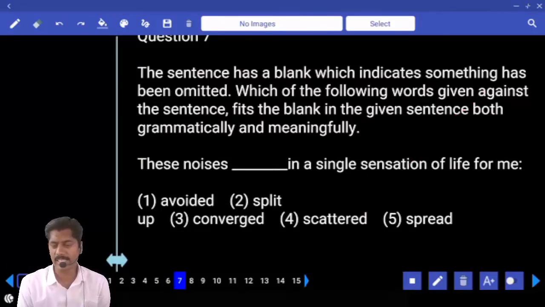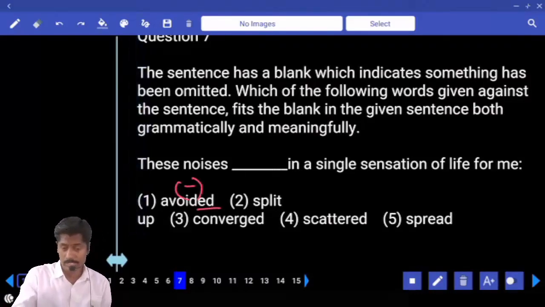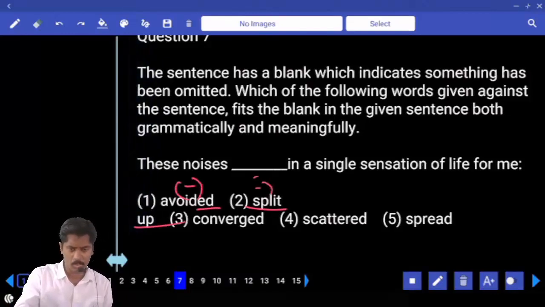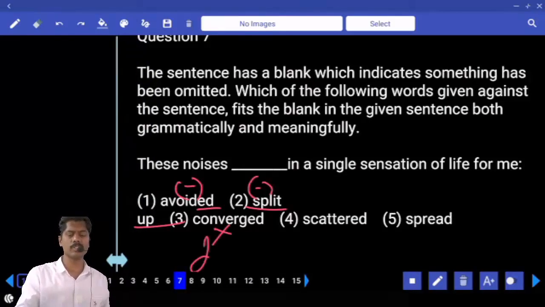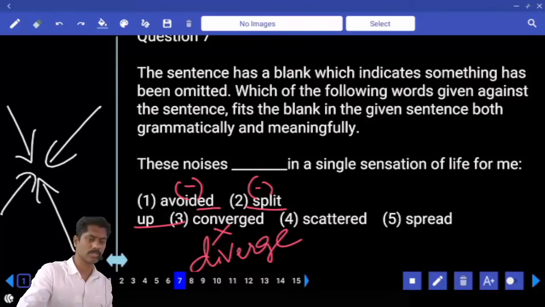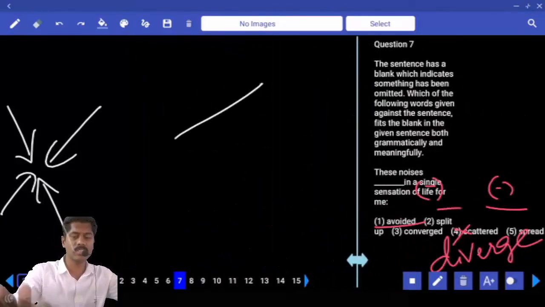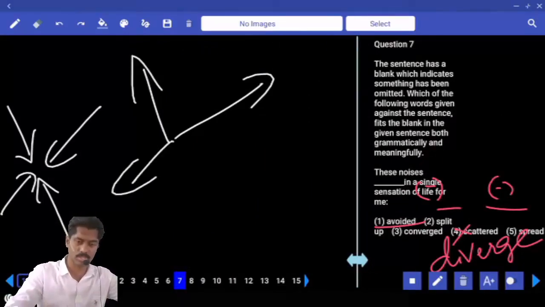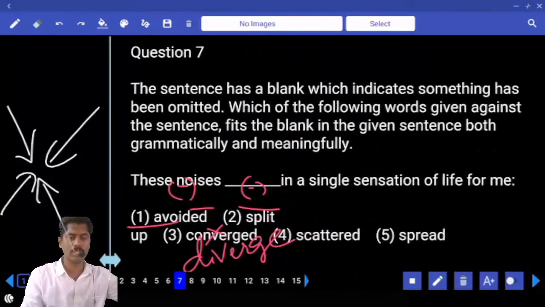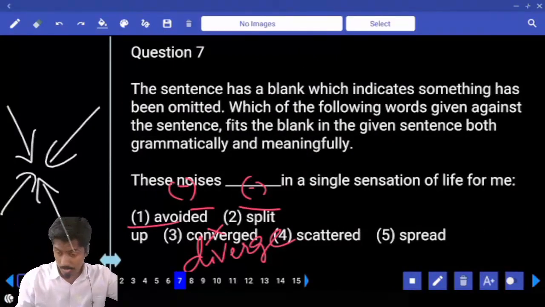These noises dash in a single sensation of life for me. These noises avoided, negative, past. Split up. Negative converge. Converge opposite is diverge. Do you know converge? This is converge. Arrow marks towards the center. Coming together. Coming together is called converge. And diverge is this. Going out. Diverge is divide. Converge is nothing but combining. Some sort of positive meaning it has got.